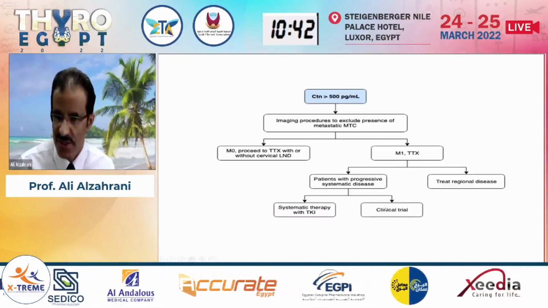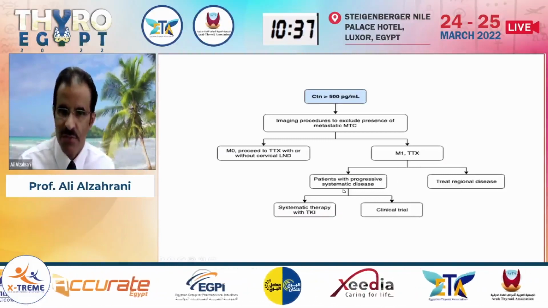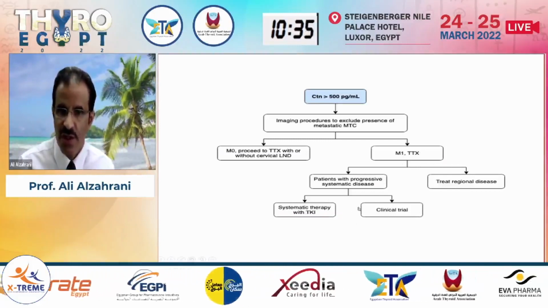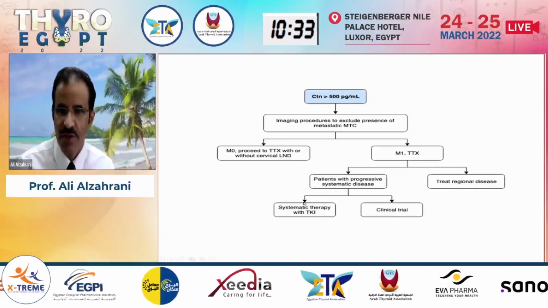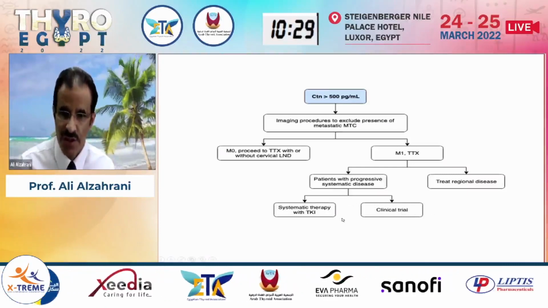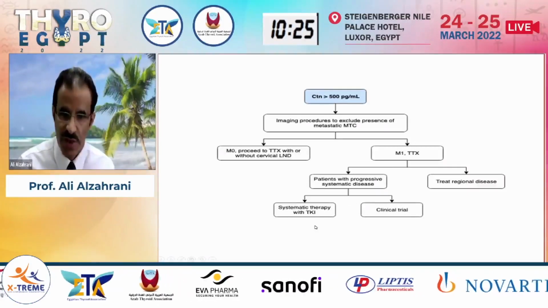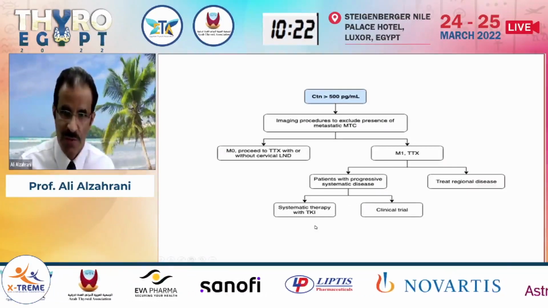distant metastasis. You treat regional disease, and then if there is distant metastasis, you can treat this with clinical observation if it is not progressive, and if it is progressive, you can consider either a clinical trial if you have one, or proceed with systemic therapy with TKI that we will talk about in a minute.